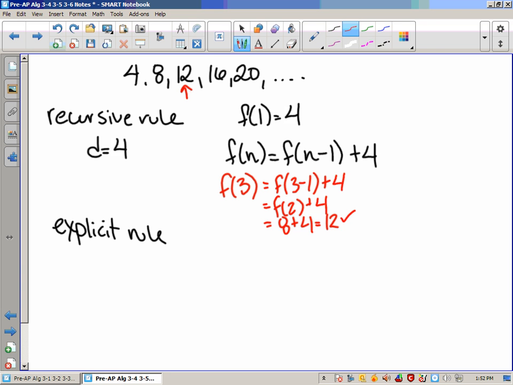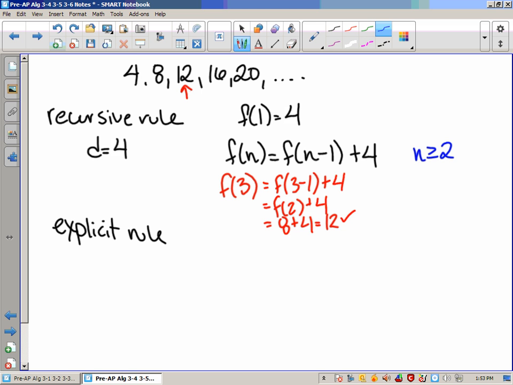But there's one thing that I should add. For a recursive rule, this only works when n is greater than or equal to 2. Because if n is less than 2, say it's 1 or 0, then 1 minus 1, if I were to put that here, that's f of 0. There is no term in the 0 position. So it doesn't make sense.